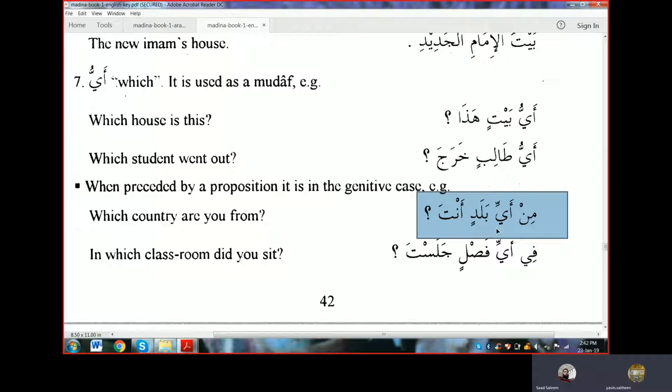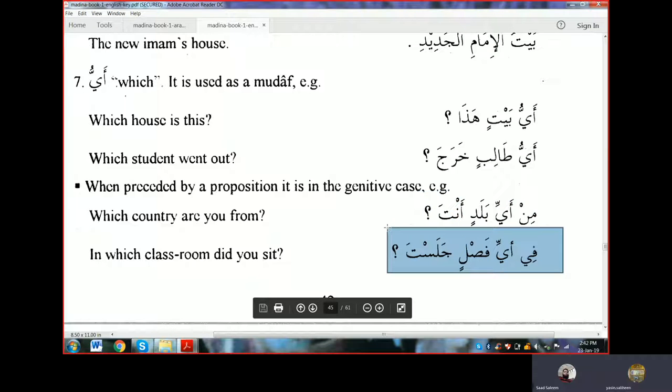Which country are you from? Okay, I see you now. We need the men on there because that's from. Okay, I get it now.